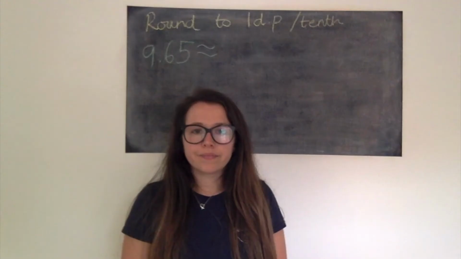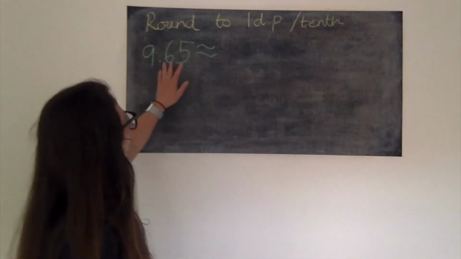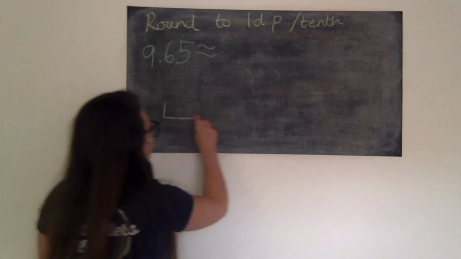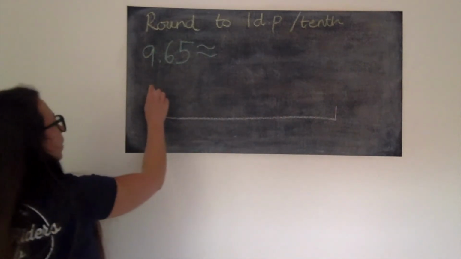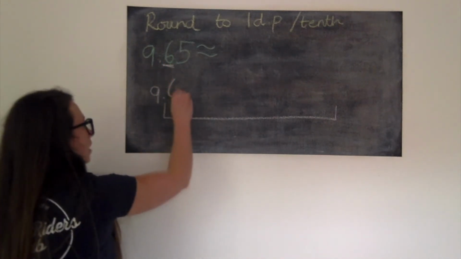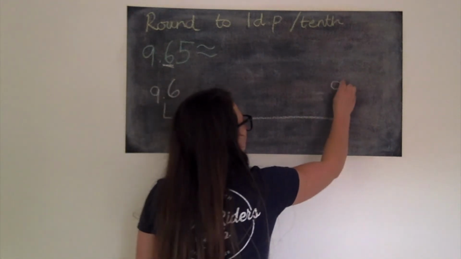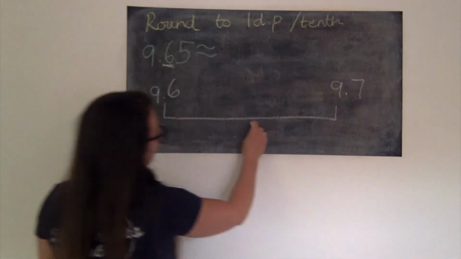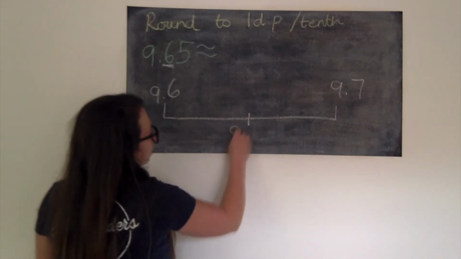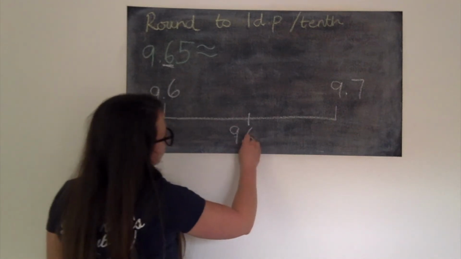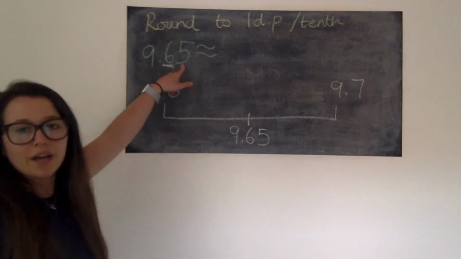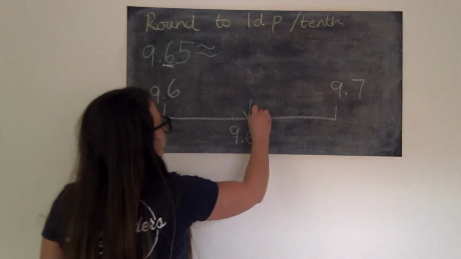So let's do another one of these together. 9.65 to the nearest tenth, or to 1 decimal point. So on my number line, it lies between, I'm rounding to 1 decimal point, so 9.6. Next on my number line is 9.7. Let's think about what's halfway in between. So we've gone to tenths, so in between are hundredths. So 9.6 and then 5 hundredths, okay? Well, that is actually our number. So that's exactly where our number lies on a number line.